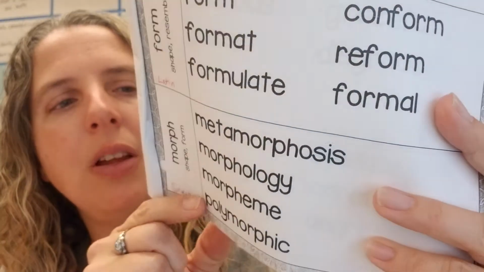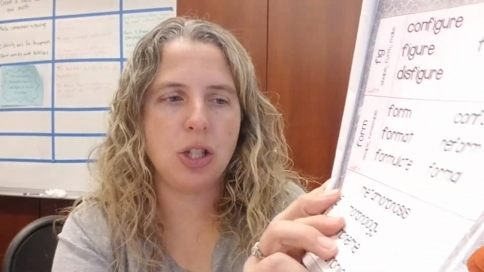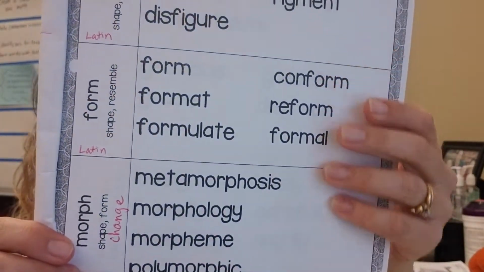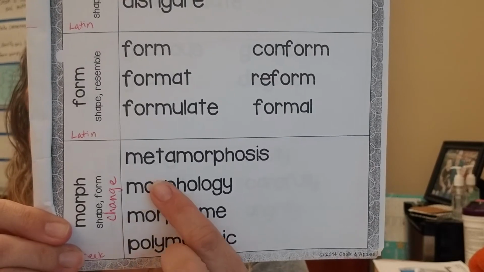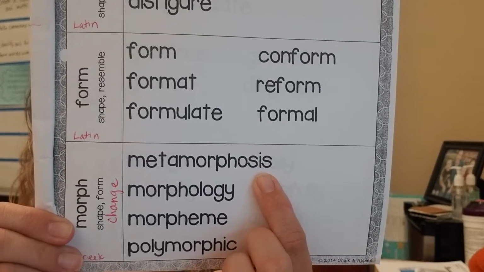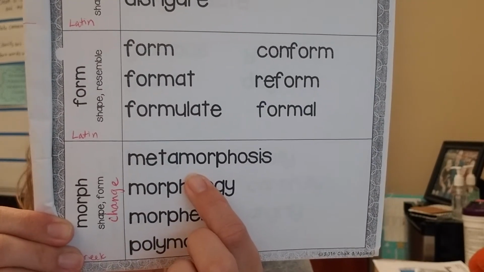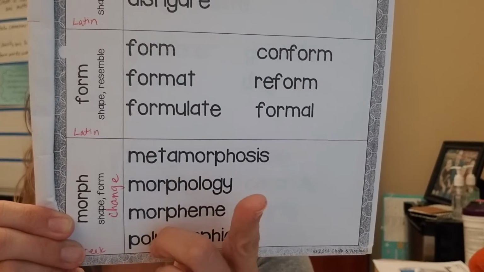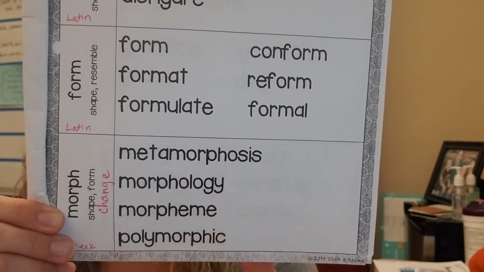I don't love this definition here, shape and form. I'm going to add change to it. And I want you to add change to that also, because that's what morph is. If something morphs into something else, it changes. So metamorphosis, the best example for this is what a caterpillar goes through. They go through metamorphosis, and they change from a caterpillar to, you should be saying it, a butterfly. Okay, that's what morph is, metamorphosis.